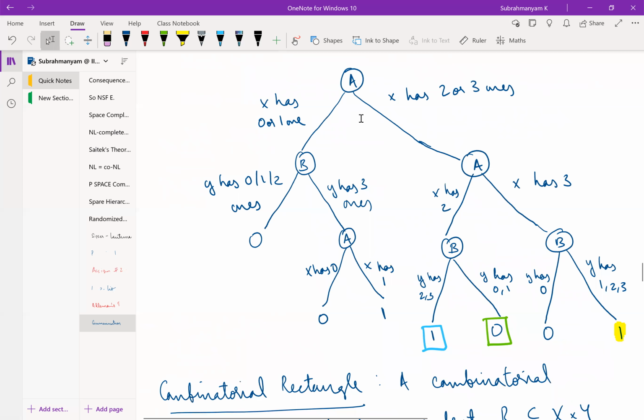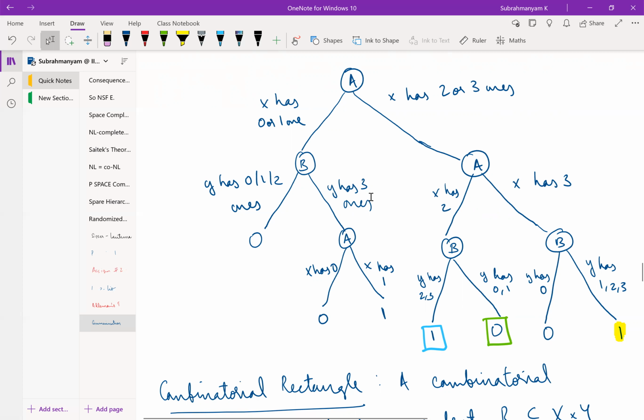Okay. So one way could be that Alice knows x and Bob knows y. Alice could first send a binary bit to Bob indicating whether she has 0 or 1 ones, or 2 or 3 ones. If she has 0 or 1 ones, she would send it this way, or she could send it this way. Now if Alice has sent Bob that she has 0 or 1 ones, then Bob says whether he has 0, 1 or 2 ones, or he has 3 ones.